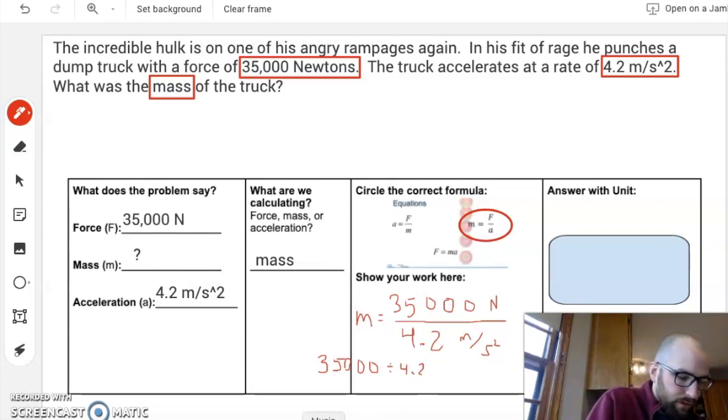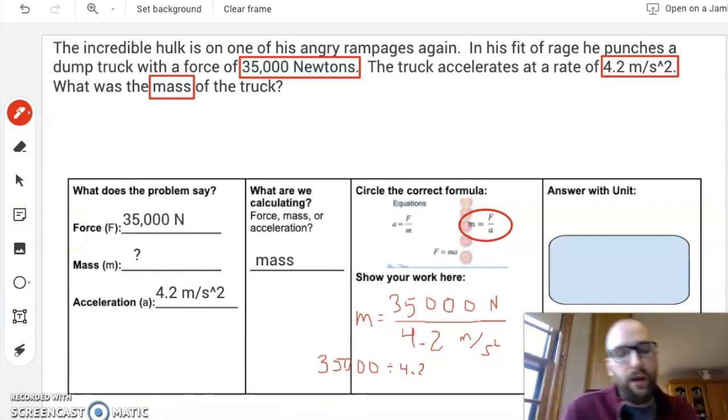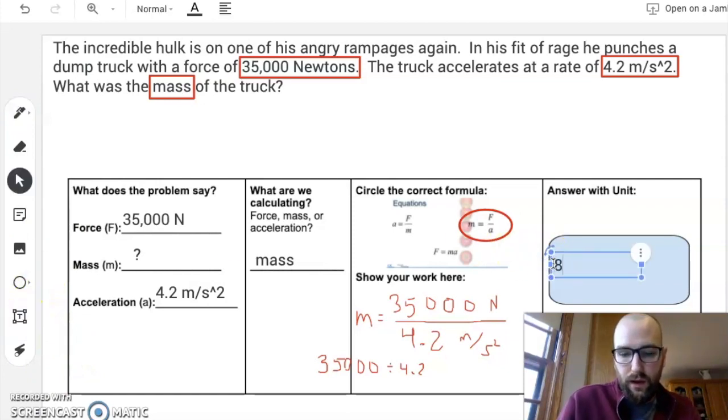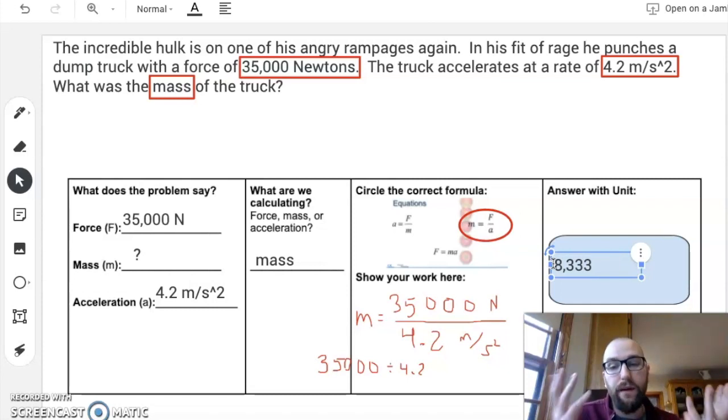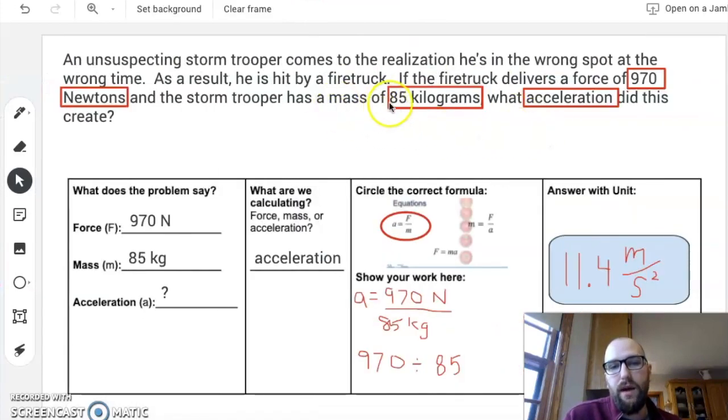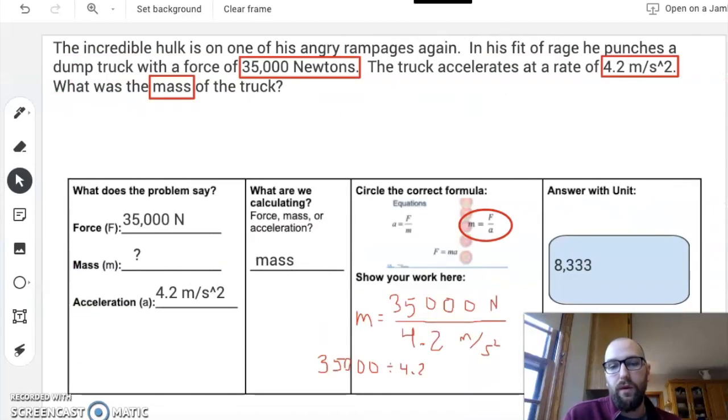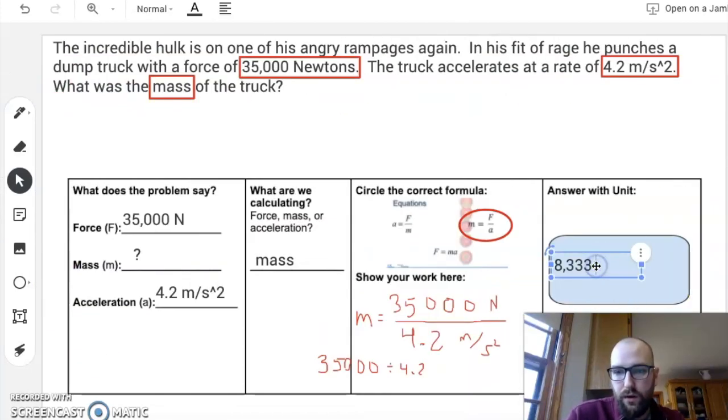35,000 divided by 4.2 on my calculator, I get 8,333.3333333333. We don't need all those threes, we'll just do 8,333. Now when we were talking about mass before, what was our unit we used for mass? Again, if I don't remember, I can go back to the previous problem that we did, and mass here was 85 kilograms. So I can write out the word kilograms, or I can use the shortened version, kg.